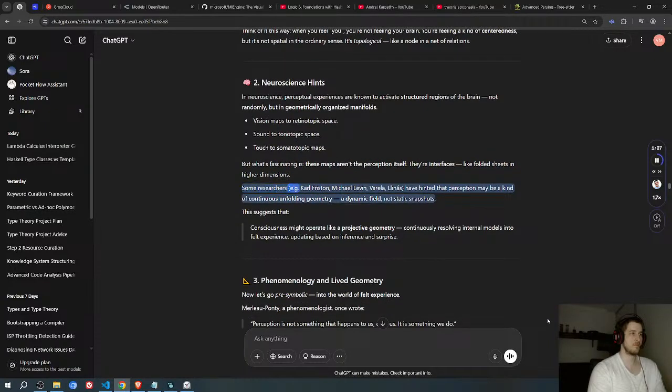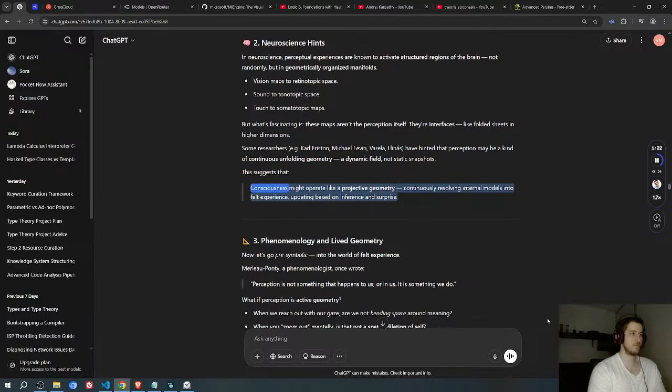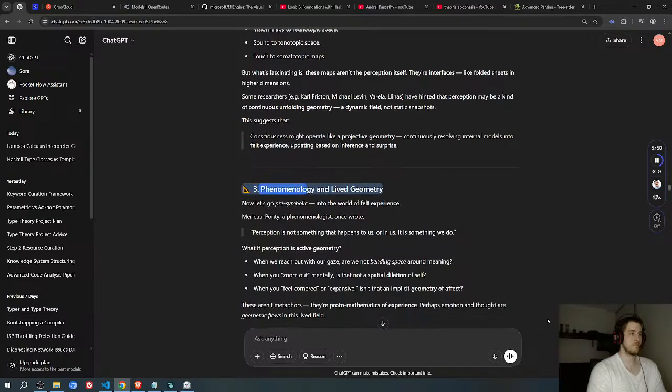Some researchers, for example Carl Friston, Michael Levin, Varela, have hinted that perception may be a kind of continuous unfolding geometry, a dynamic field, not static snapshots. This suggests that consciousness might operate like a projective geometry, continuously resolving internal models into felt experience, updating based on inference and surprise. 3. Phenomenology and lived geometry.